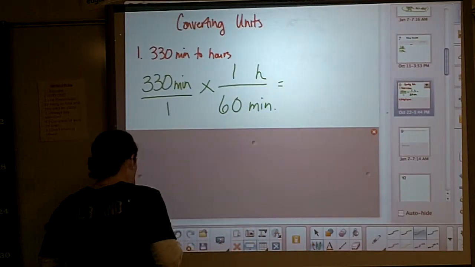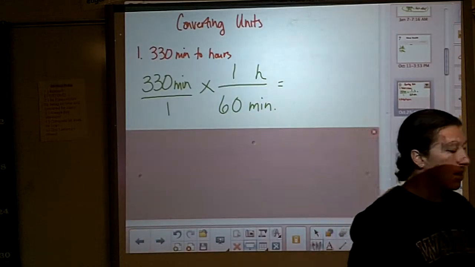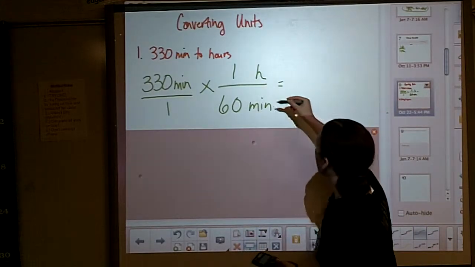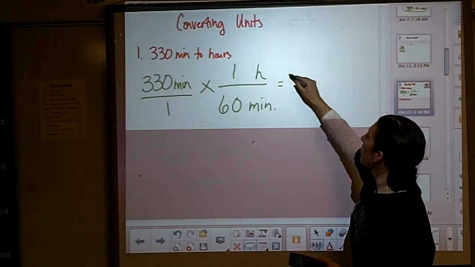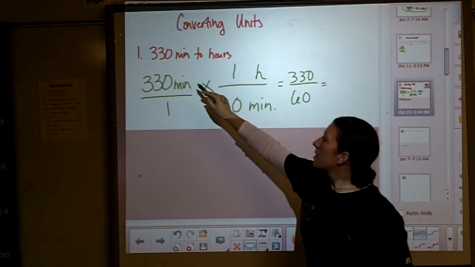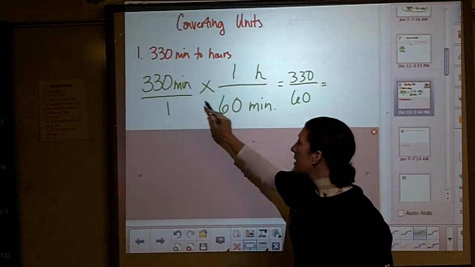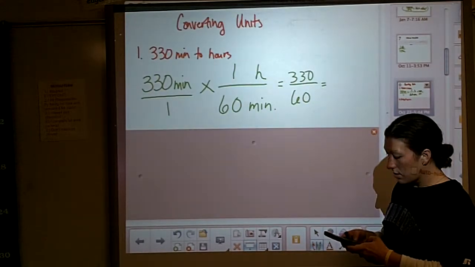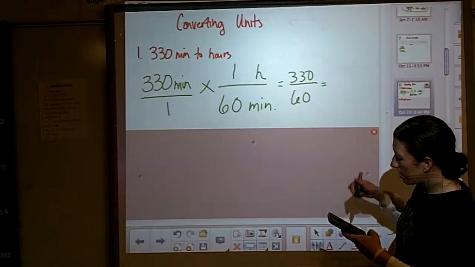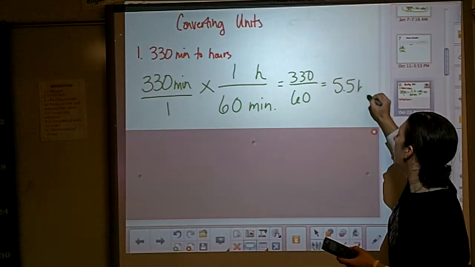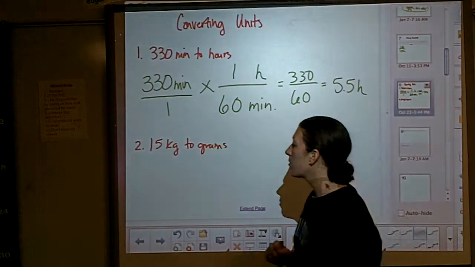So now I can type that into my calculator. I'm multiplying straight across, so I'll get 330 divided by 60, because that times that is just 330, and that times that is just 60, and remember our fraction bar means to divide. And 330 divided by 60 is 5.5 hours. Let's look at another one.